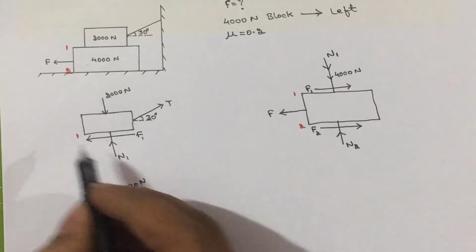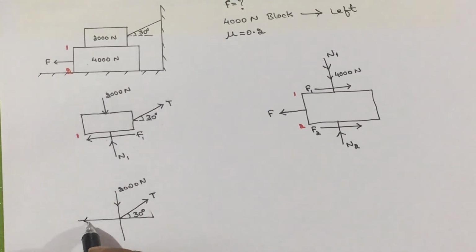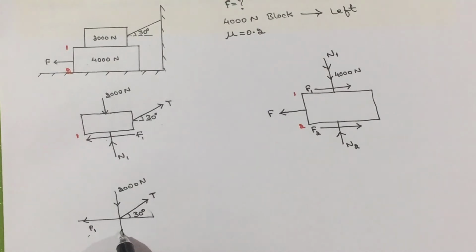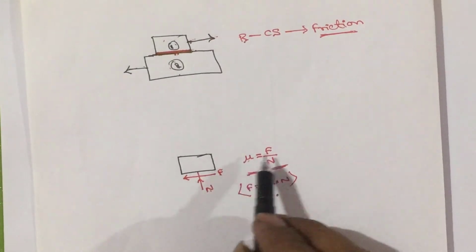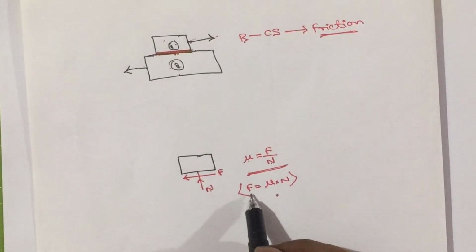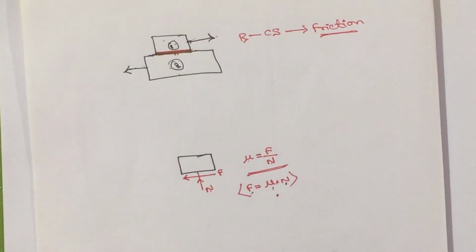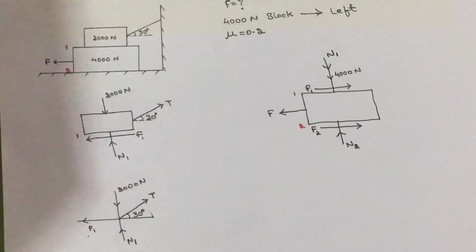Then leftward F1 is acting. So write down, this will be F1. Then vertically upward N1 is acting. Okay. And another thing, we know that mu is equal to F by N, or we can write F is equal to mu into N. F is the frictional force, mu is the coefficient of friction, N is the normal reaction. F is equal to mu into N.